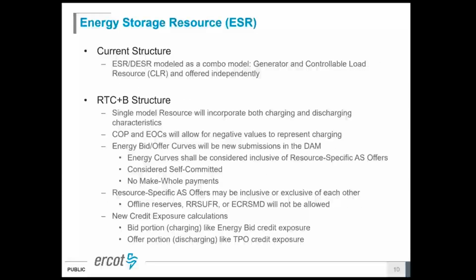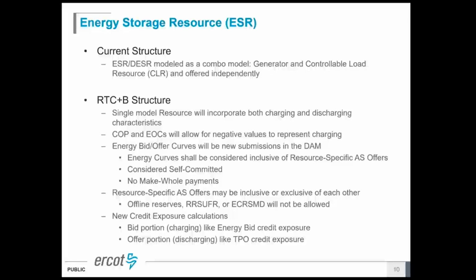Energy storage resources. In our current structure, ESRs are modeled as a generator and a controllable load resource and can be offered independently. In RTC+B, ESRs will be single model. COPs and EOCs will allow to include charging and discharging, therefore allowing for negative values. Energy bid offer curves, EBOCs, will be a new submission, but will use the existing TPO and EOC submission structure. EBOCs will be considered self-committed and inclusive of resource-specific AS offers.